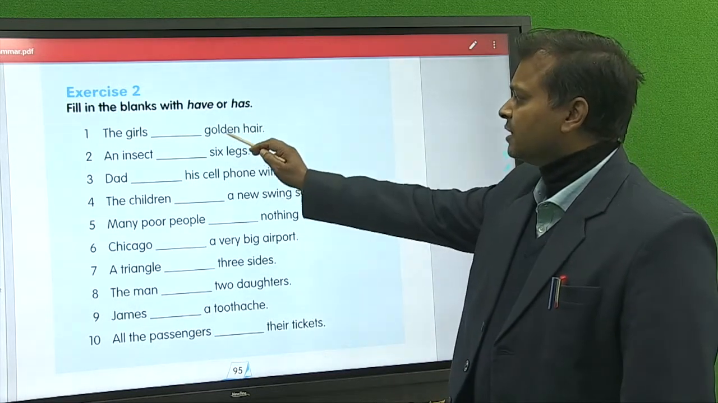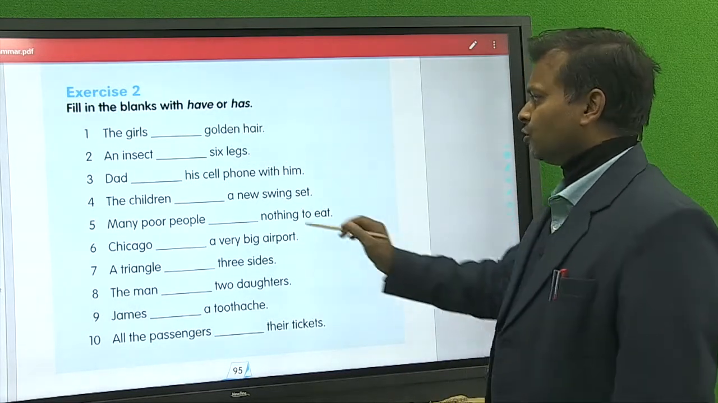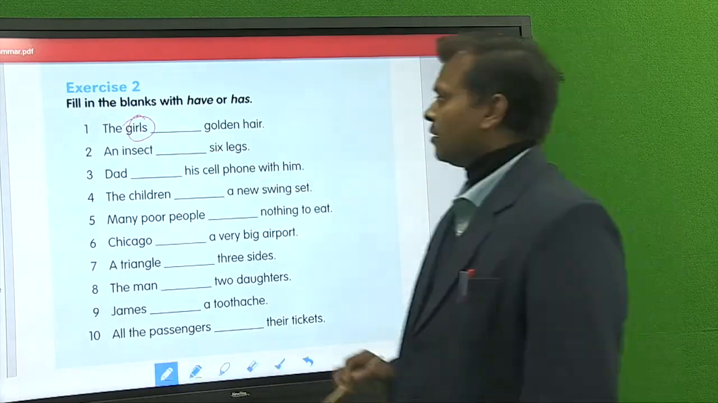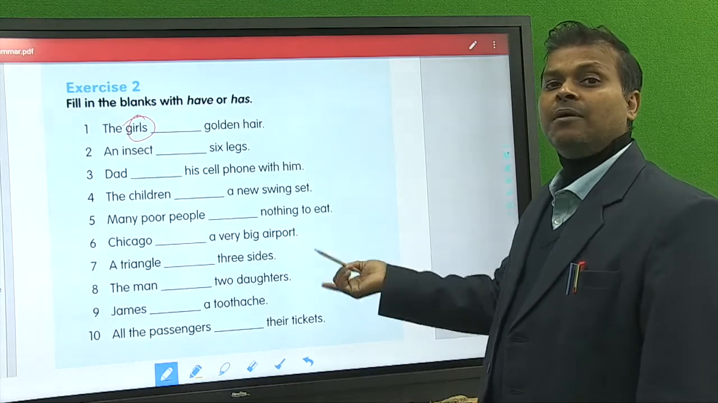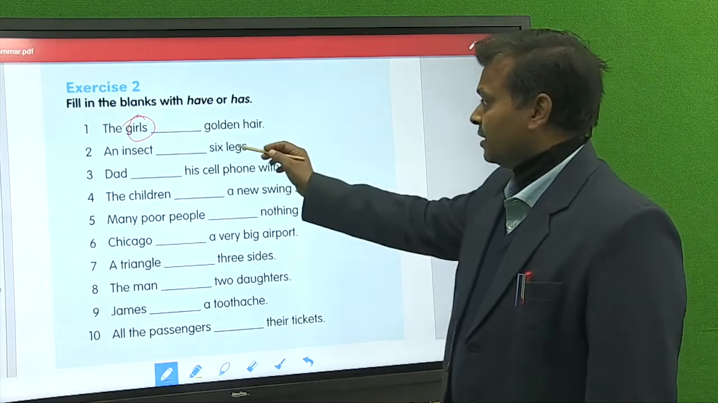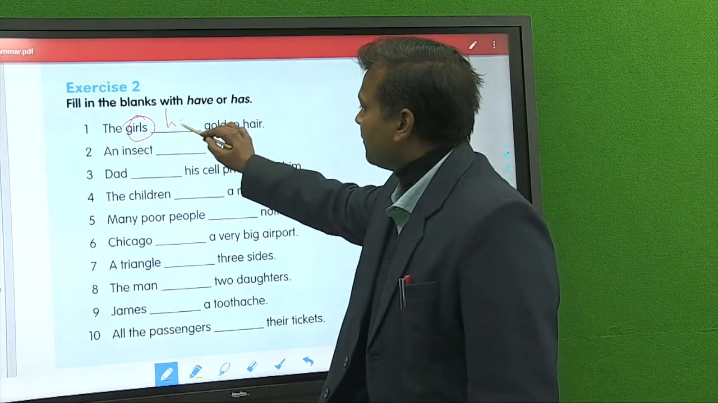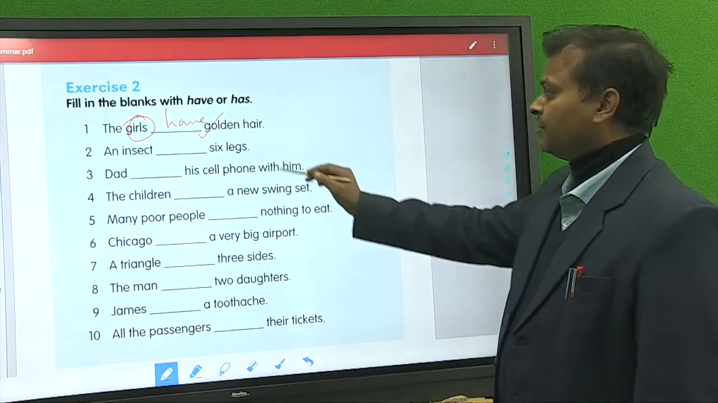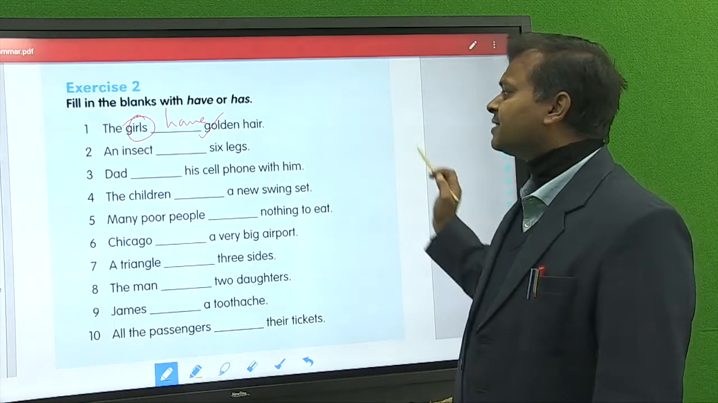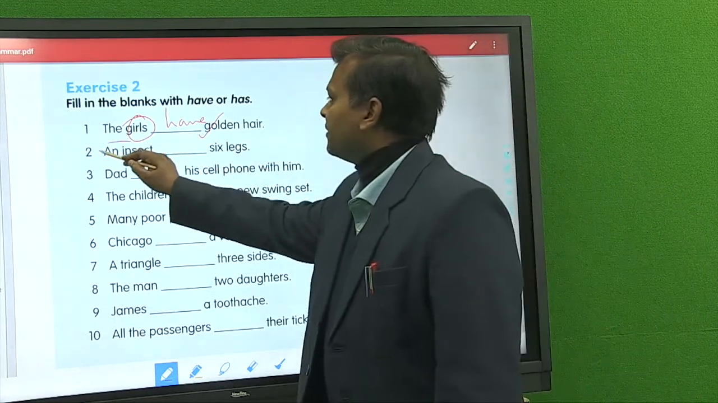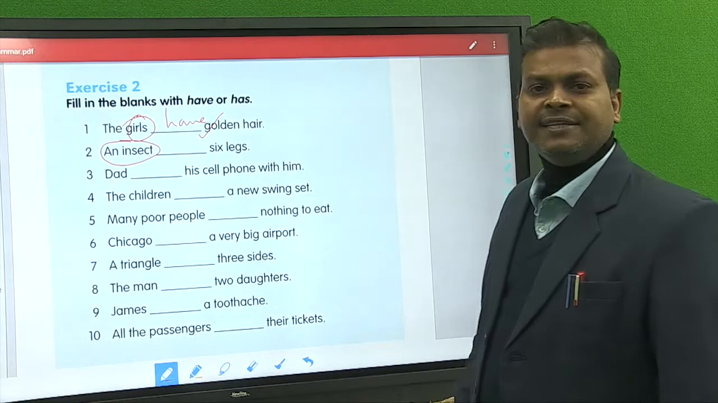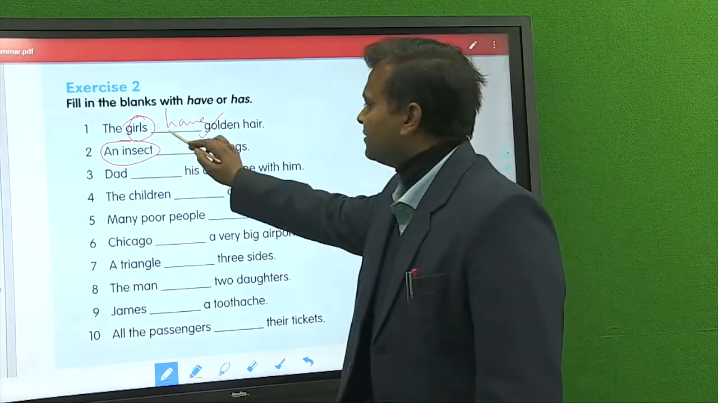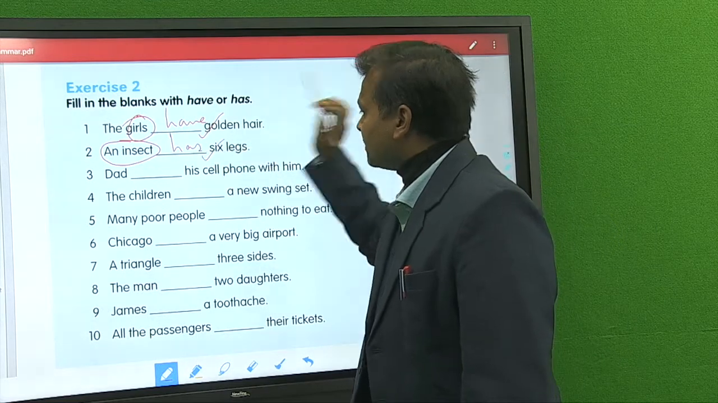First question, the girls dash golden hair. So here it is the girls. Girls is no doubt students, third person, but it is plural number. Right, now, the girls have golden hair. Is it okay? Now, second question, an insect dash 6 legs. An insect. It is third person and singular number. Right? We are talking about one insect now. That's why we will be using an insect has 6 legs.